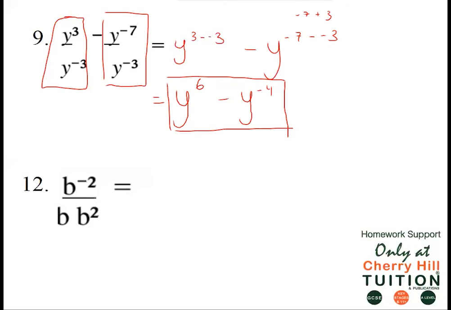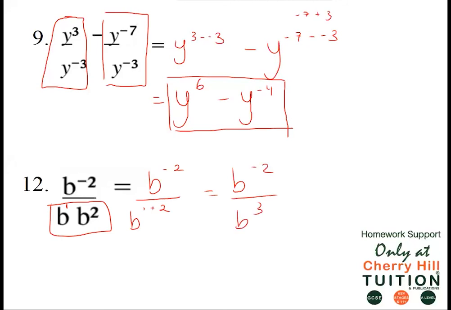Okay, question 12, we have b to the power of minus 2 divided by b multiplied by b squared. Okay, so again, a few more steps than the previous ones. Let's simplify the denominator first. So we've got b to the power of 1 multiplied by b to the power of 2. So we can just add the powers, giving us b to the power of 3.